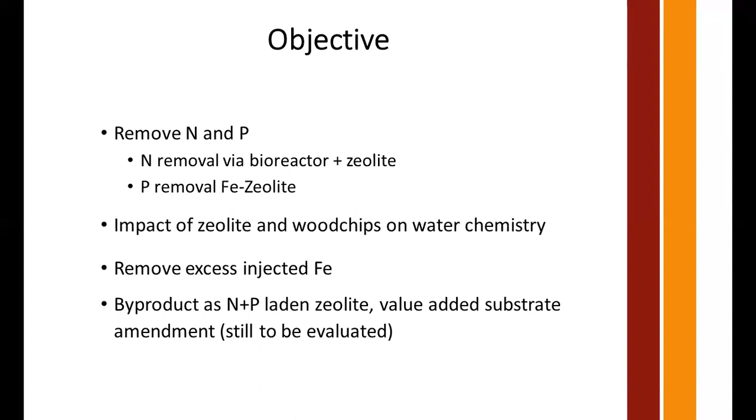and in the future, we did not evaluate this in this experiment, but we suspect that the nitrogen and phosphorus laden zeolite that is created in this process can be used as a value-added substrate amendment for the nursery industry.